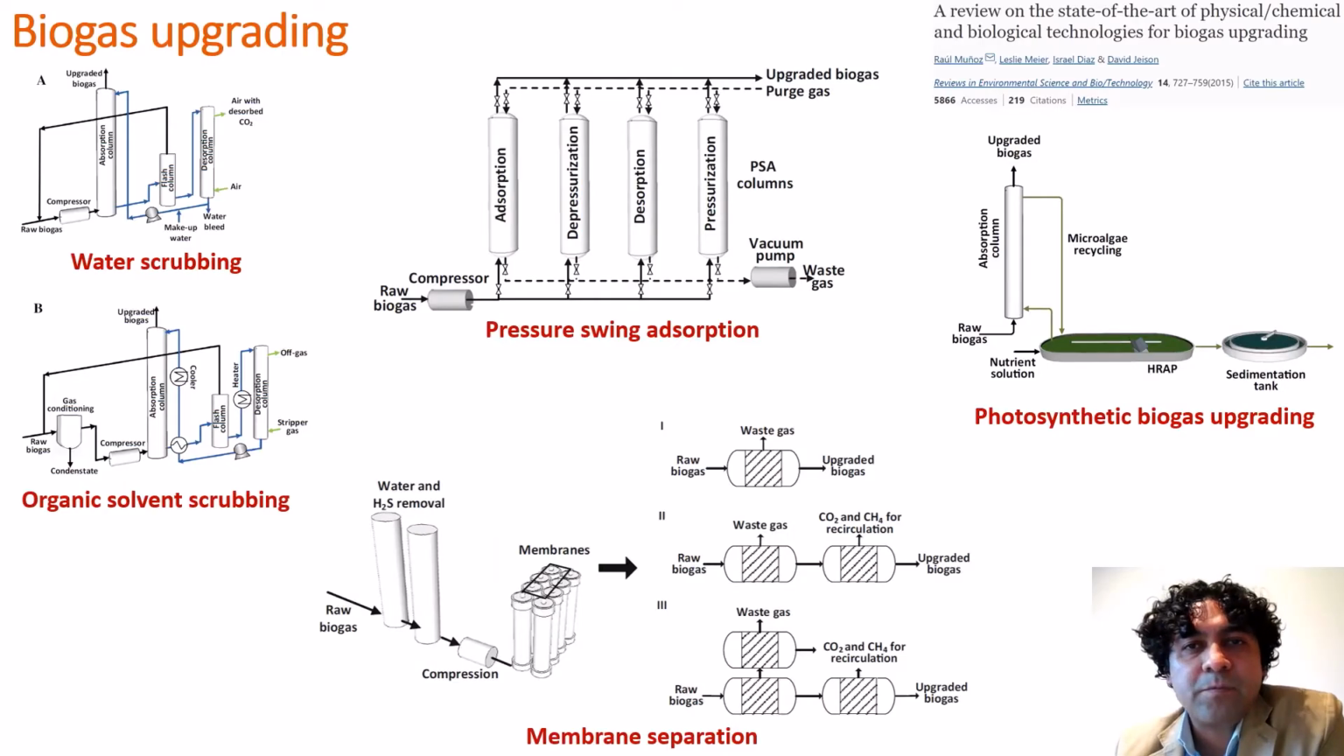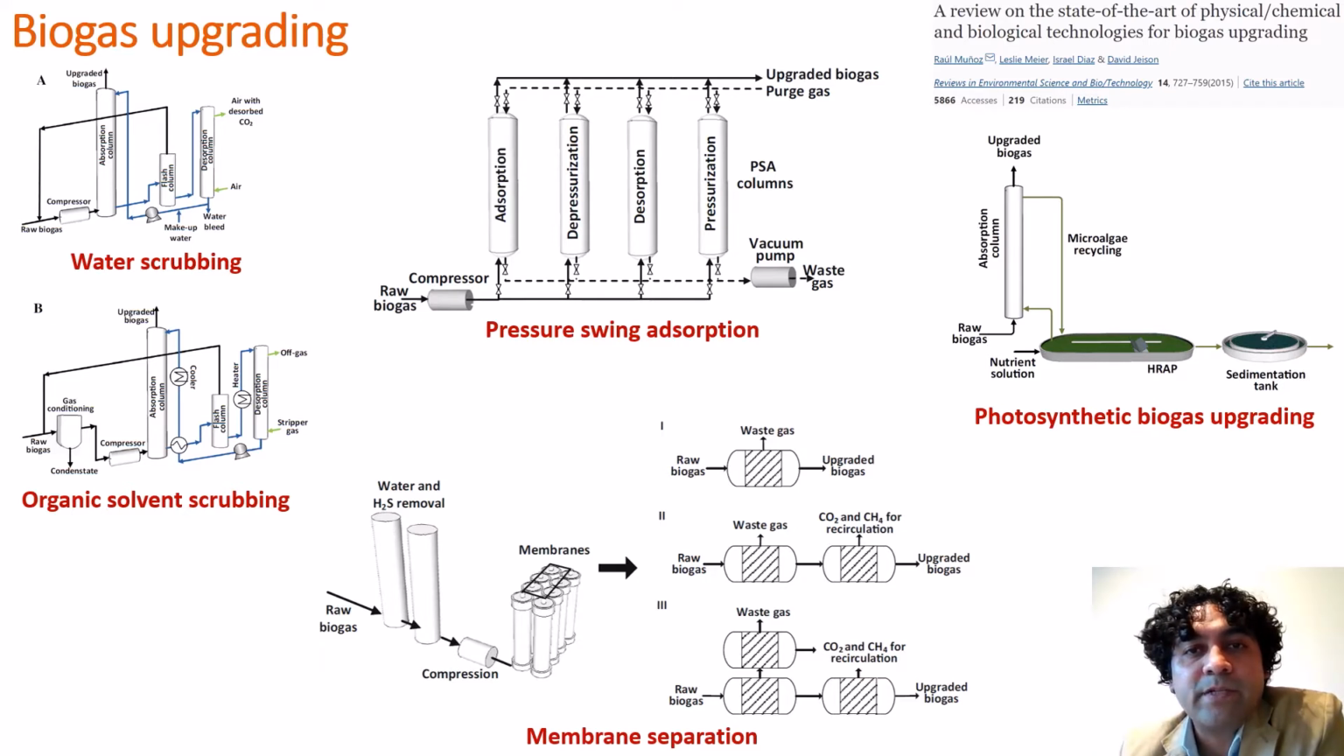There are different upgrading technologies to separate carbon dioxide and other trace compounds from biogas. Carbon dioxide removal via water scrubbing is a classical unit operation in chemical engineering, based on the higher aqueous solubility of carbon dioxide compared to that of methane. Organic solvent scrubbing is similar to water scrubbing, but uses polyethylene glycol-based absorbents which exhibit a higher affinity for CO2 and H2S. Pressure swing adsorption is based on the selective adsorption of carbon dioxide over methane onto porous adsorbents with a high specific surface area, such as activated carbon.